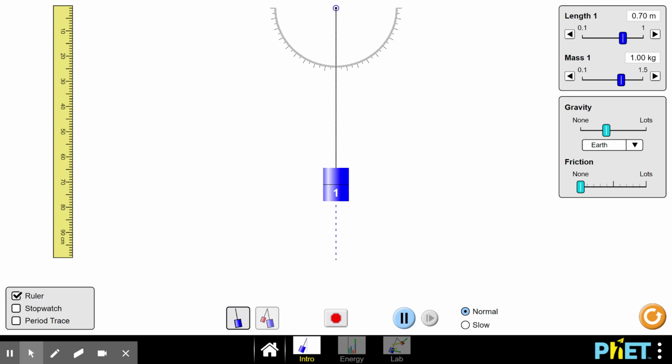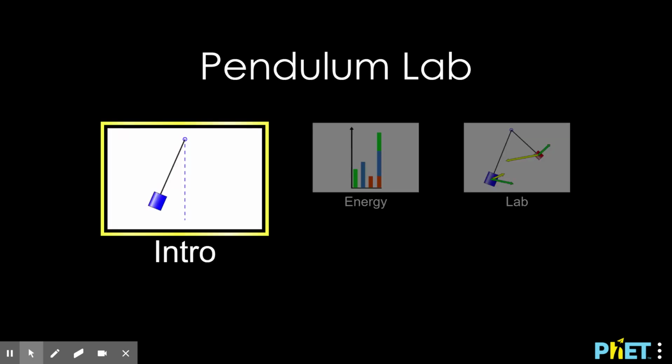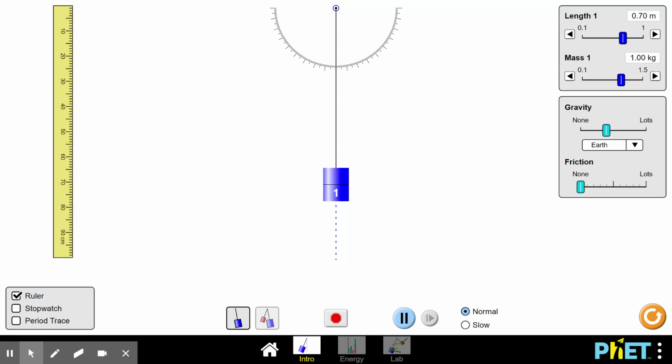Well, when you're doing this lab, you're going to be at the beginning here. You want to select intro so that you have the main page up. The first part of your lab asks you to just play with all the sliders and the tabs so you know how the variables change.